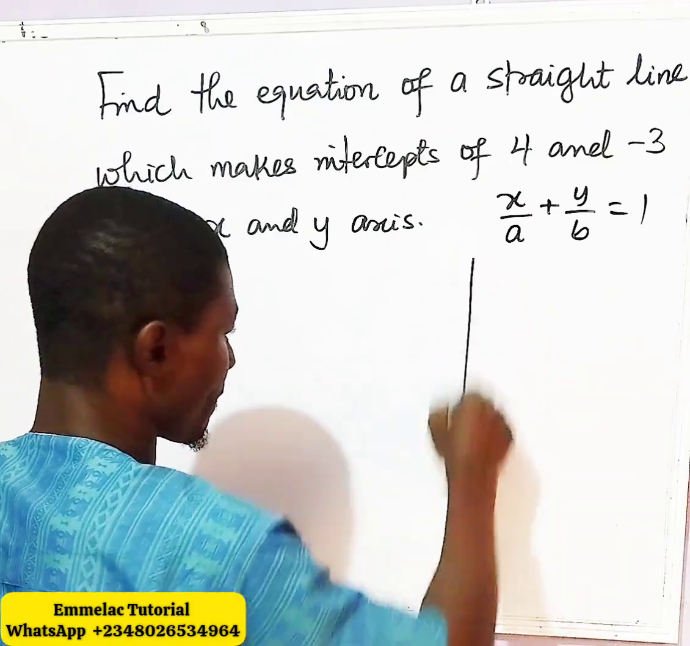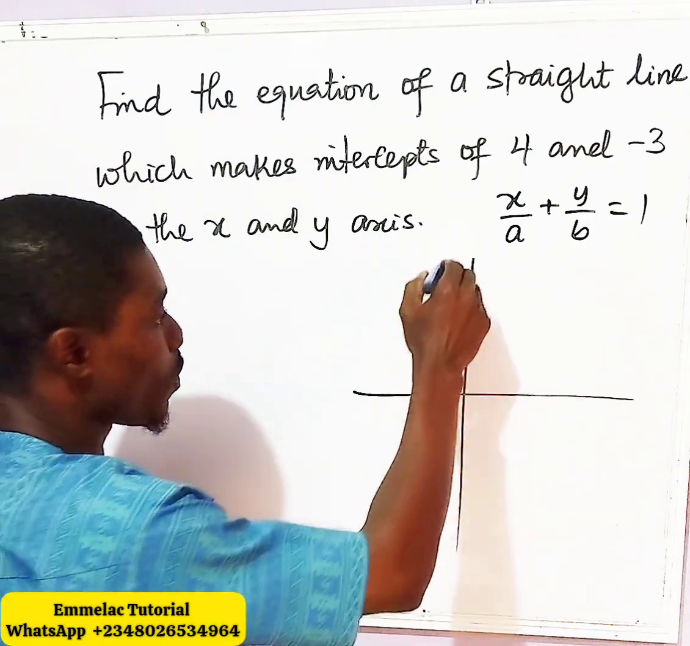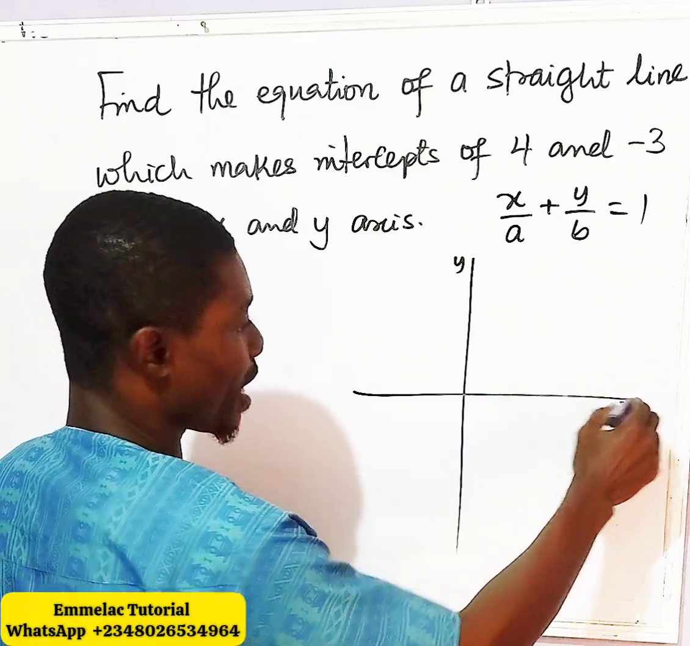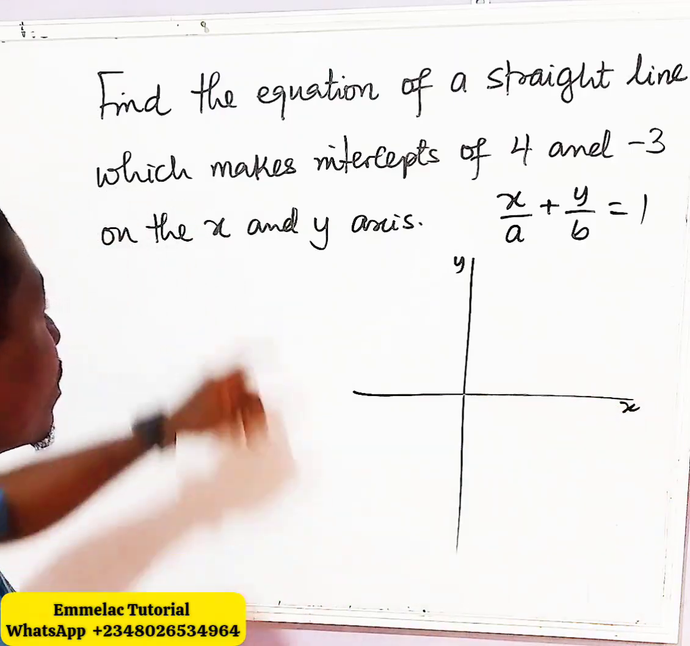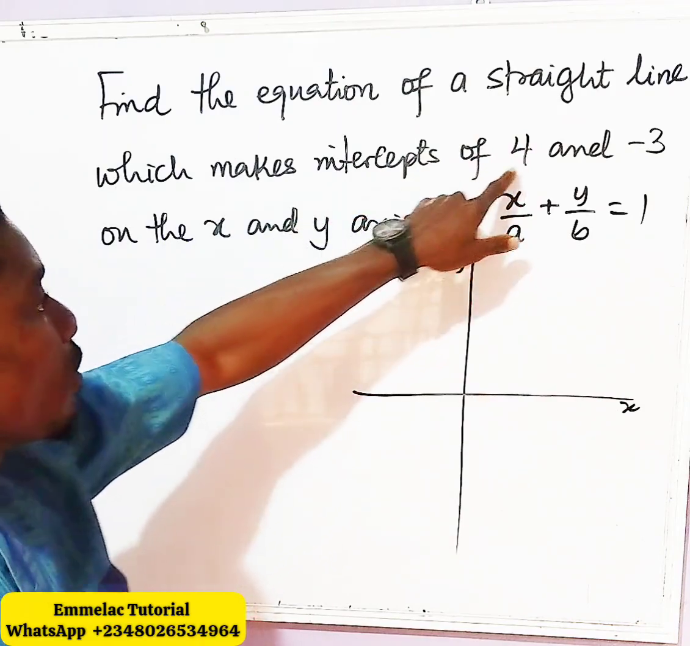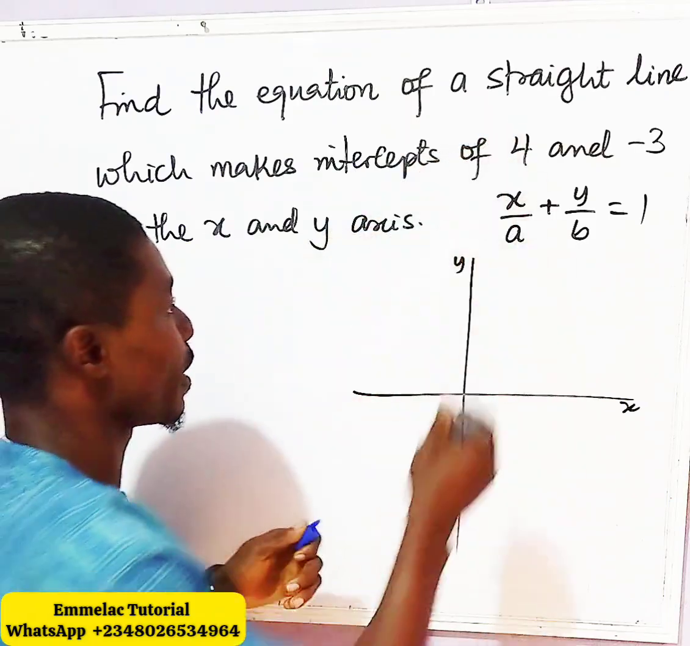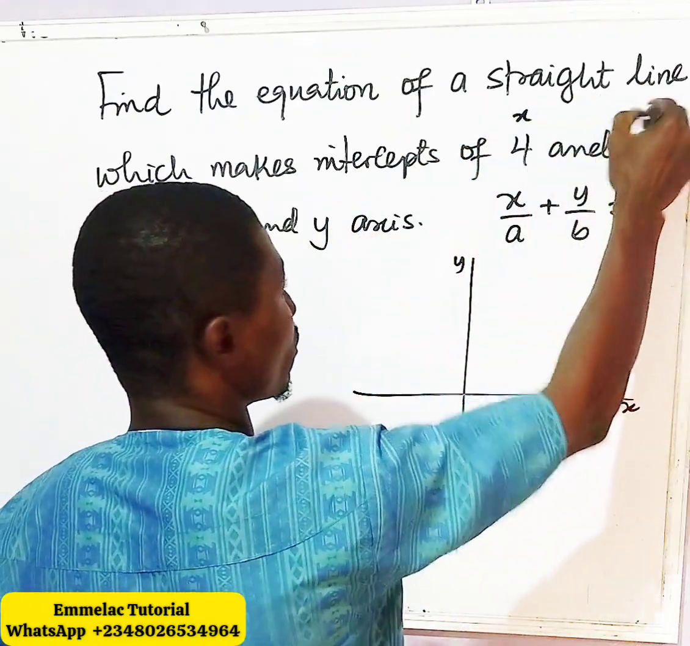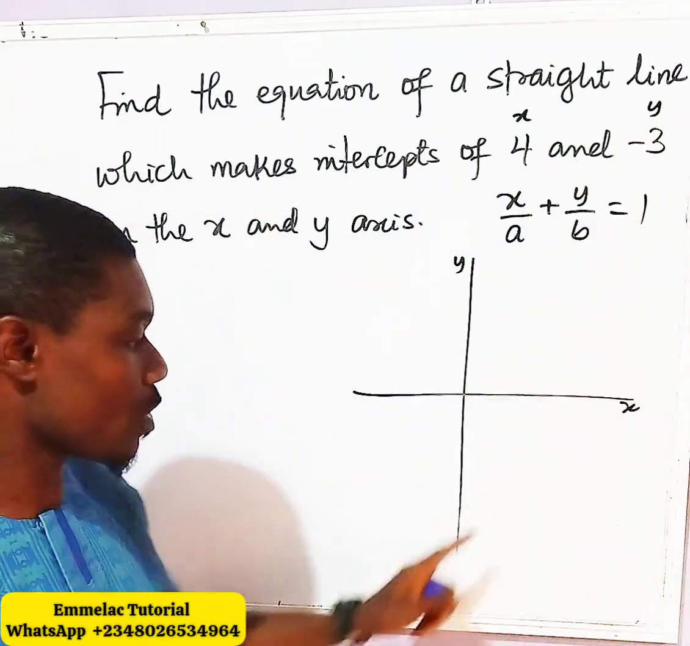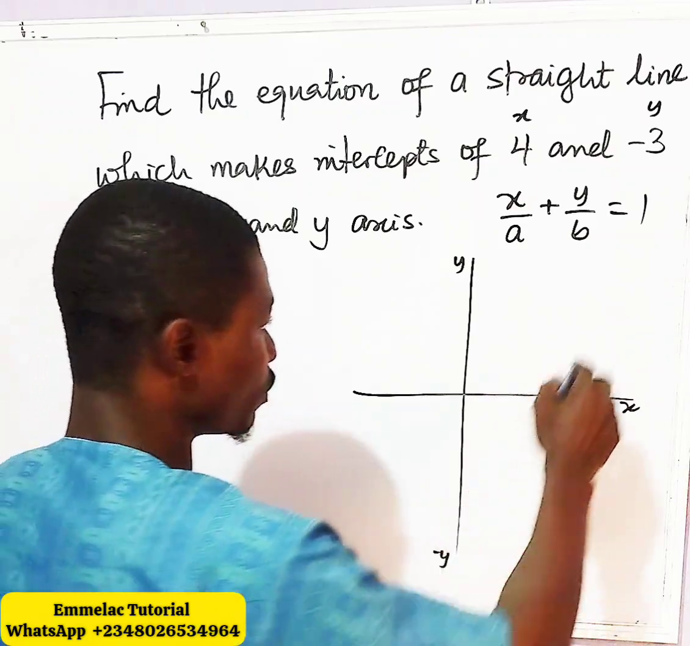If we have a straight line, with coordinates y and x, the line intercepts at 4 and negative 3. Take notice, this is x and this is y, which means this one is on the negative y axis. So let me just draw.